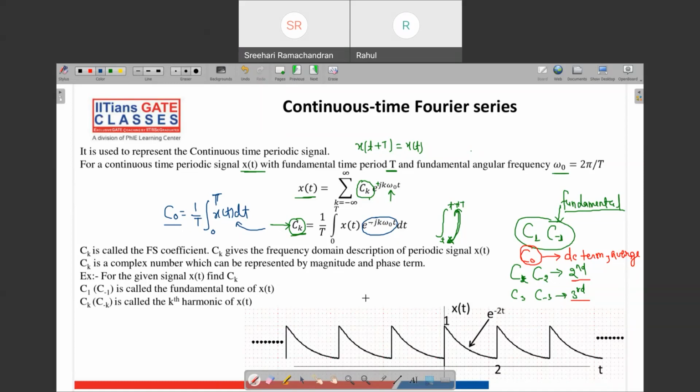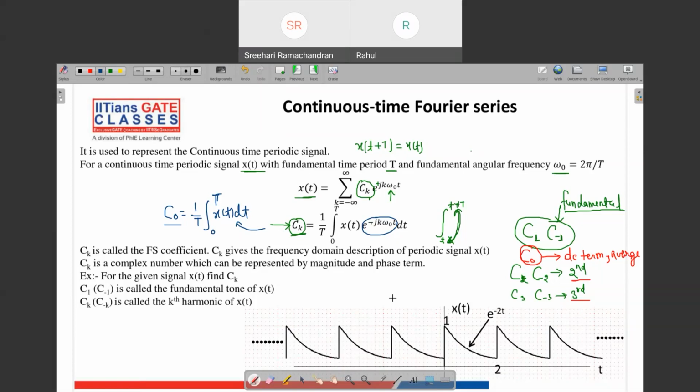Sir, actually, from where did this formula originate? This x of t equal to sigma k equal to minus infinity to infinity. Okay, what page? I will not derive it, I will say it analytically. For every time domain signal, there will be a corresponding frequency domain signal, and the frequency domain signal tells us about the behavior of the signal in the frequency domain.